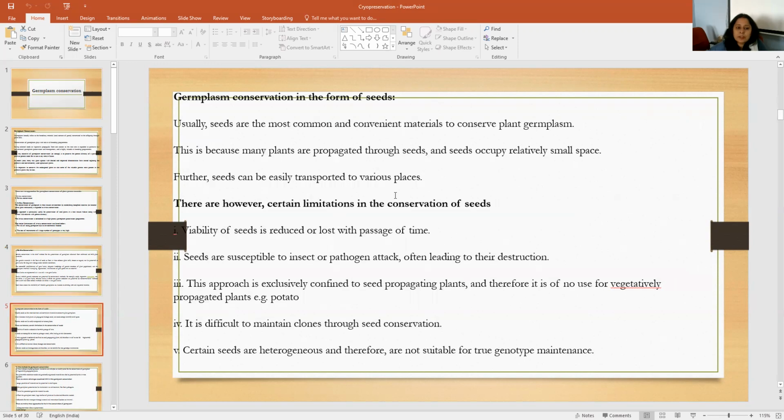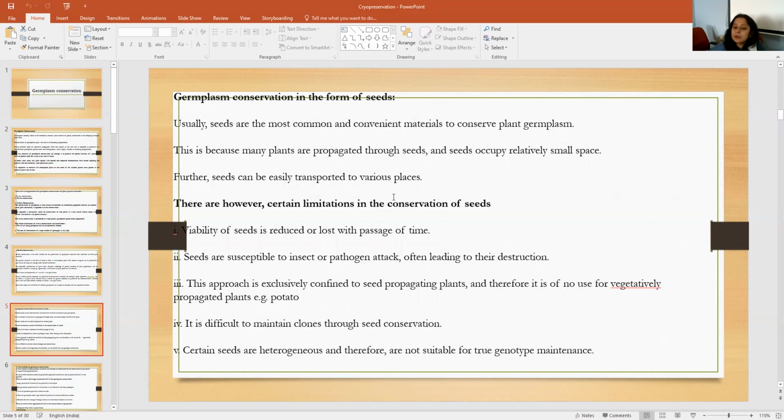Generally, as I said, germplasm conservation is in the form of seeds. Usually seeds are the most common and convenient material to conserve the germplasm. This is because many plants are propagated through seeds and seeds occupy a relatively small space. Further, seeds can be easily transported to various places.